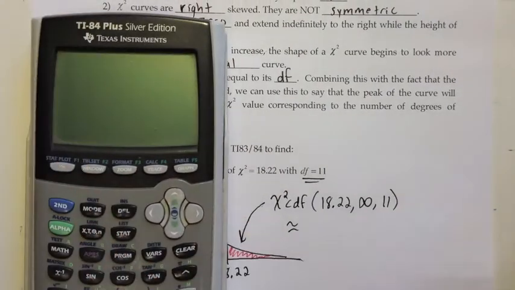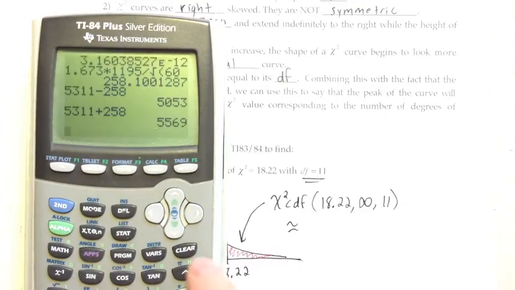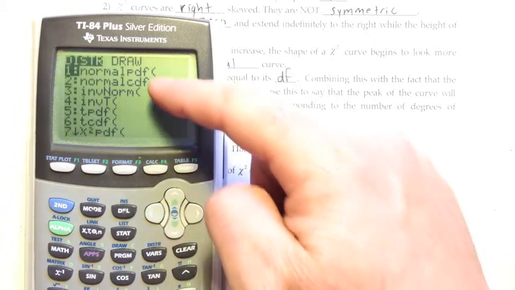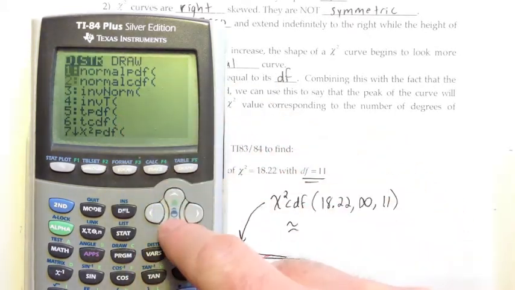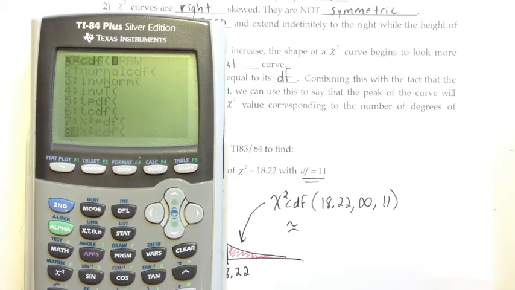When you go to the calculator, chi-squared CDF is where you should expect it to be. If you go into the distribution menu, just like you normally would, you have your normalcdf and you have your tcdf. And if you arrow down far enough, you'll find chi-squared CDF. And then I can put in that left boundary of 18.22, the right boundary of infinity, and 11 degrees of freedom.